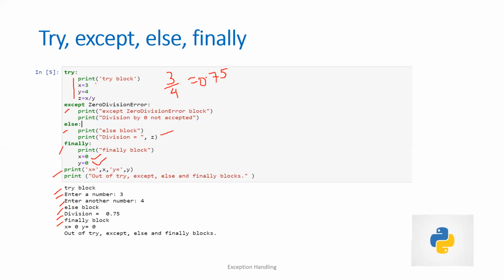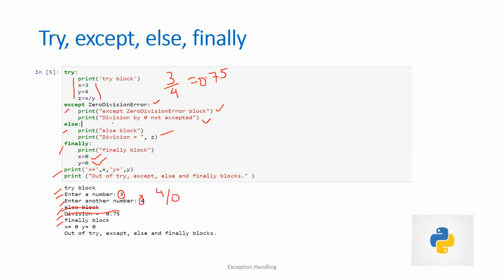So if here I take another input, here I did not take 3 and 4, I take suppose 4 by 0. So it will give me a zero division error. So here if I take 4 and 0, it will not give me this block. It will give me a 0 this line. It will execute, and the result portion will give me these two lines, except division, except zero division error block.